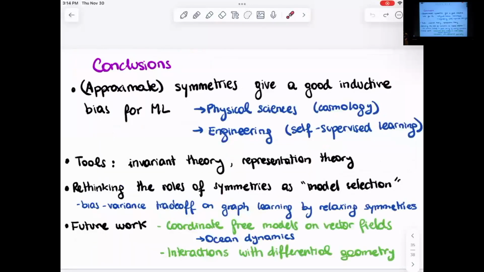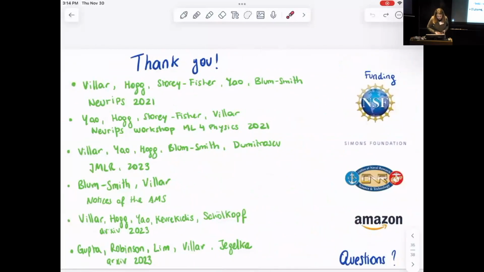Okay, so let me finish by saying that, well, I believe that maybe I convinced you, but I don't know, that approximate symmetries or exact symmetries can give you a good inductive bias for machine learning, for the physical sciences in particular, and for engineering applications. And the tools that I discussed use invariant theory, representation theory, and we can rethink the roles of symmetries as model selection in the case of the graph problem. And yeah, that's it. These are my references.